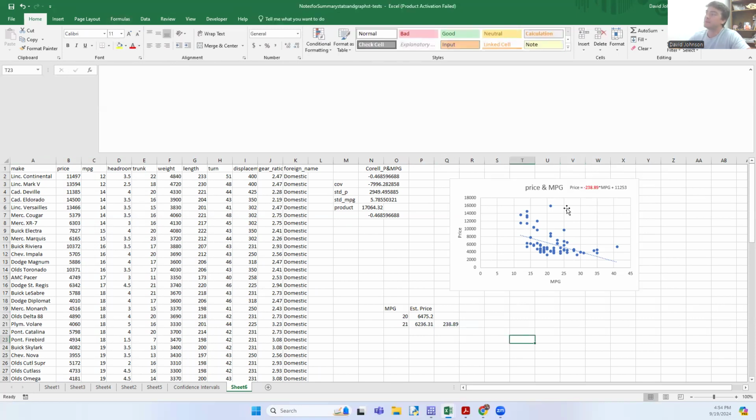This is not an accident. This right here, this red number, tells you what's going to happen to price if your miles per gallon increases by 1 unit. To illustrate, let's try this again. We'll go from 21 to 22. Again, we see the price falls by $238. And we could do this at all points. We'd still get that same 238.89 with a 1 unit increase in miles per gallon.